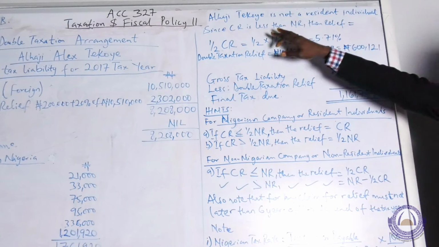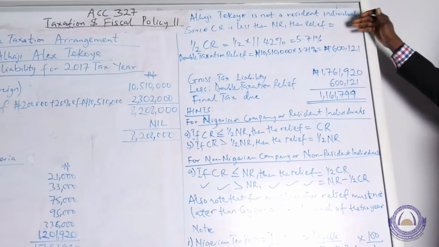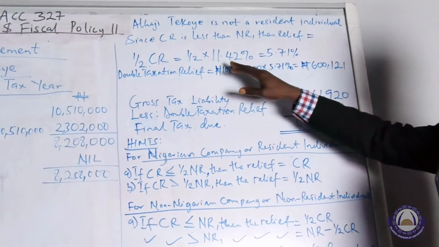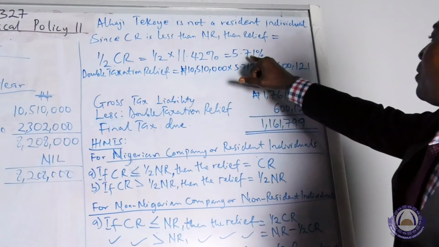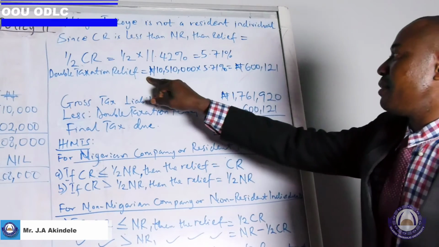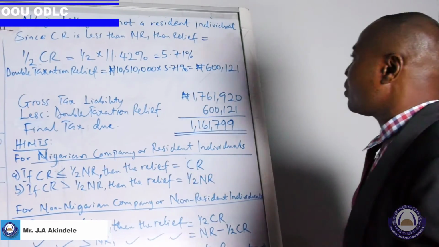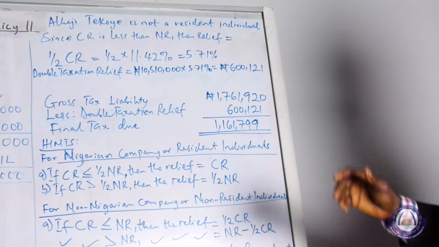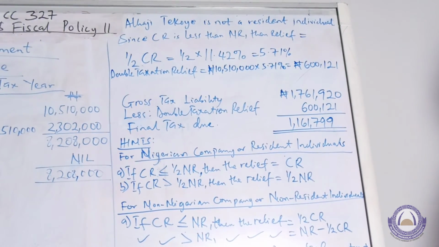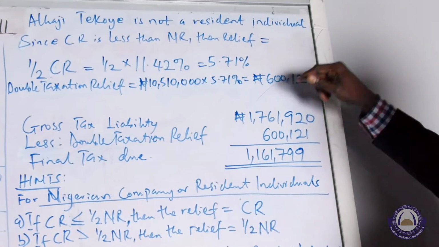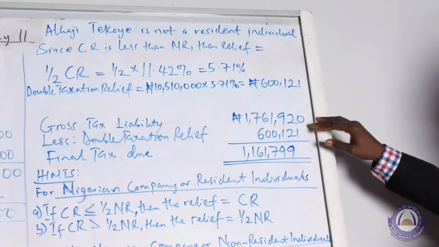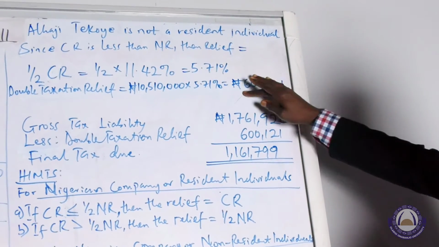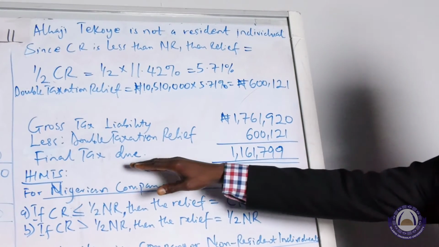It should be noted from the question that Alhaji Tekoye is not a resident individual in Nigeria. Therefore, since the Commonwealth rate is less than the Nigerian rate, the relief to be granted to Alhaji Tekoye will be half of the Commonwealth rate. Half of that Commonwealth rate will give us 5.71%. And the double taxation relief for Alhaji Tekoye will be 10,510,000 naira multiplied by 5.71%. That is 600,131 naira. So the tax payable by Alhaji Tekoye will be the gross tax liability, which is 1,761,920 naira. We subtract the double taxation relief we got here from that figure, so we have the final tax due from Alhaji Tekoye.